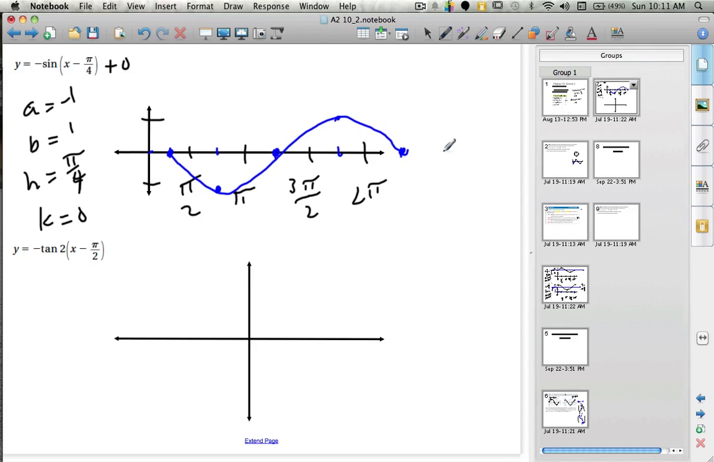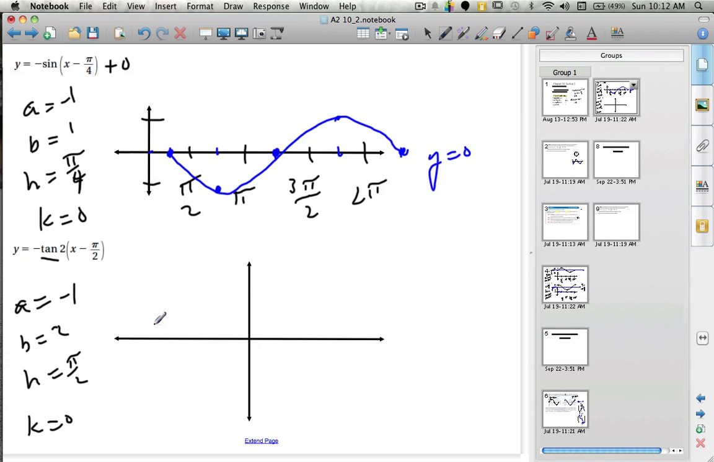Okay, again, my midline was y equals 0 because k was equal to 0. In this particular case, I've got the same situation in terms of k being equal to 0. I have a equal to -1, which makes it a reflection. Now here's interesting: b is equal to 2, so that's going to change the period a little bit. h is equal to pi over 2, and k is equal to 0. I have to remember I'm doing a tangent function.